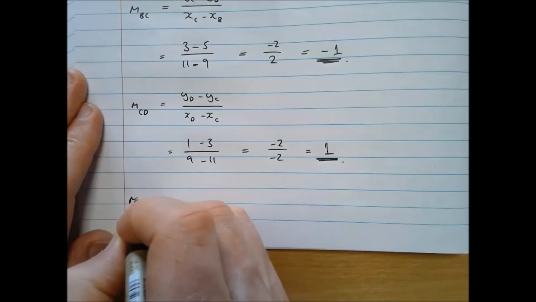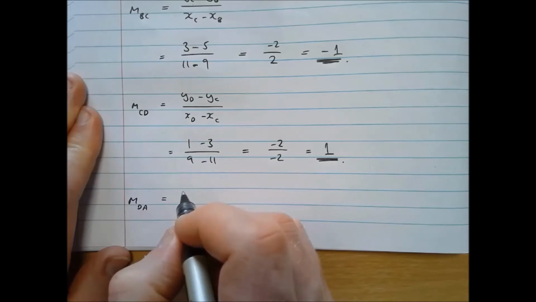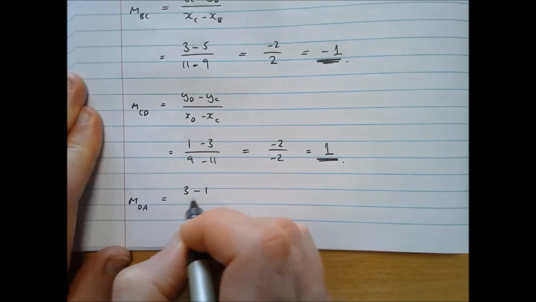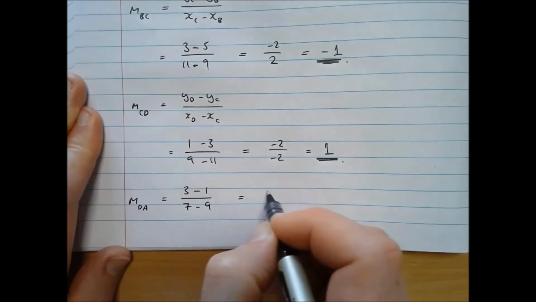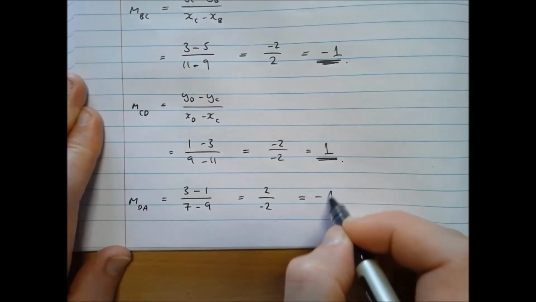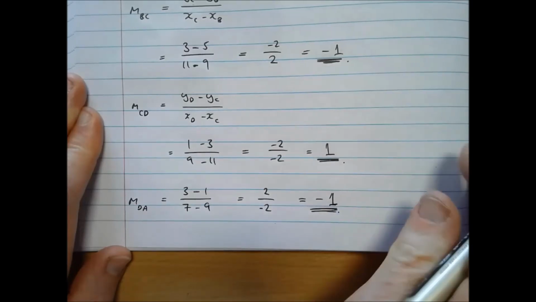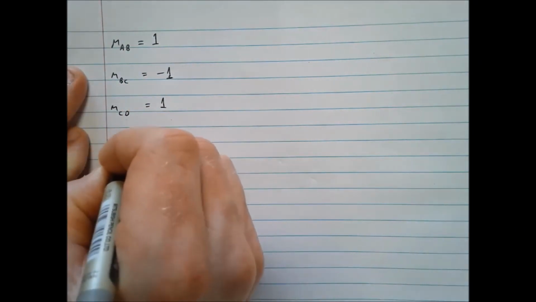Okay, and finally I'll just squeeze in the gradient of D to A here. So we're going to have yA, which is 3, minus yD, which is 1, over xA, which is 7, minus xD, which is 9. That's going to give us 2 on the top and negative 2 on the bottom. 2 over negative 2 is going to give us negative 1. Okay, so quick summary of that then. The gradient between A and B is 1, between B and C is negative 1, between C and D is 1, between D and A is negative 1.